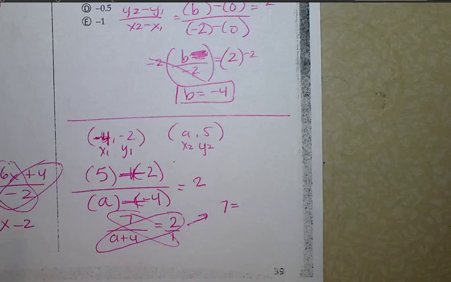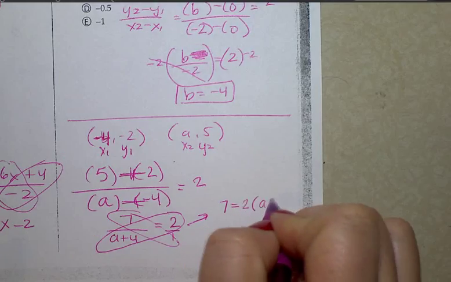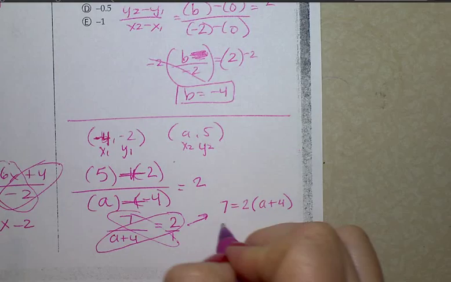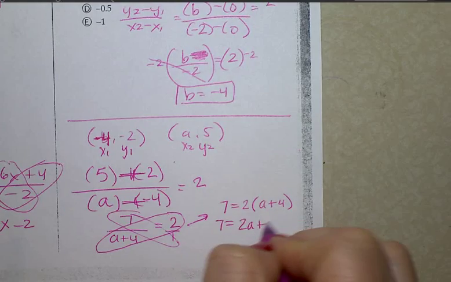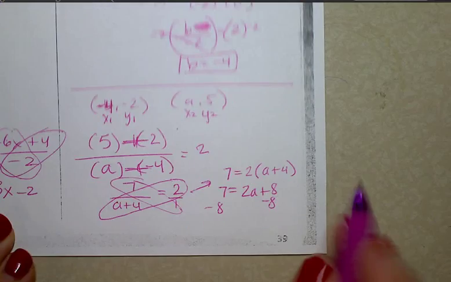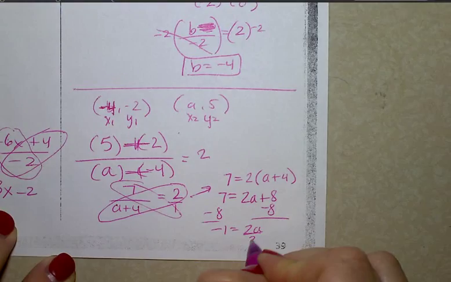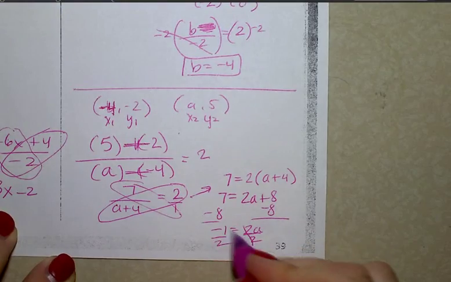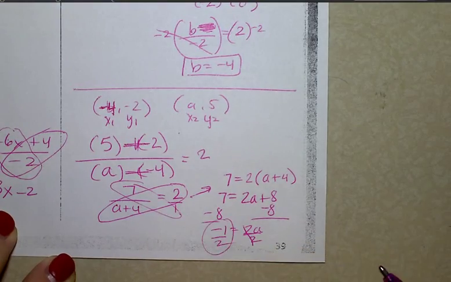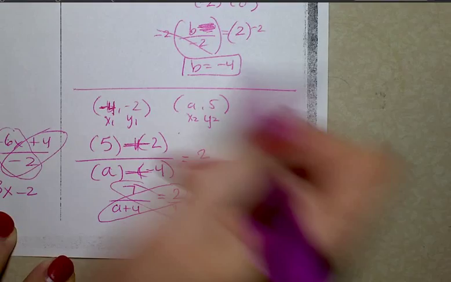Now be careful because a lot of students distribute the 2 to the a, but they forget to distribute it to the 4. So 7 equals 2a plus 8. Subtract the 8 as we're in the process of solving for a. Negative 1 equals 2a. Divide by 2 and a equals negative 1/2. Now if you look up above, negative 1/2 is not an option in that form, but it's in decimal form of negative 0.5.